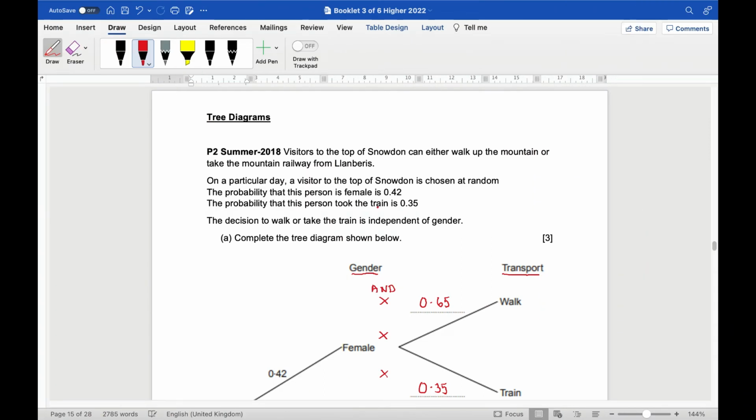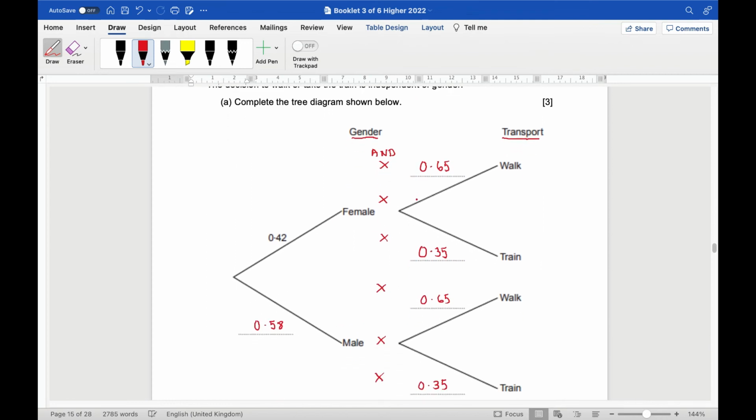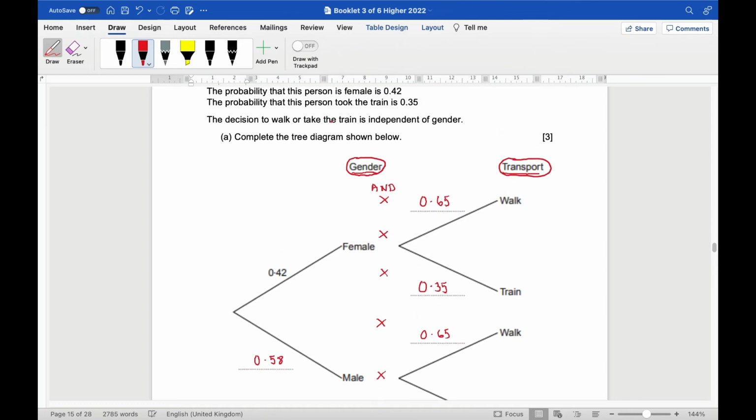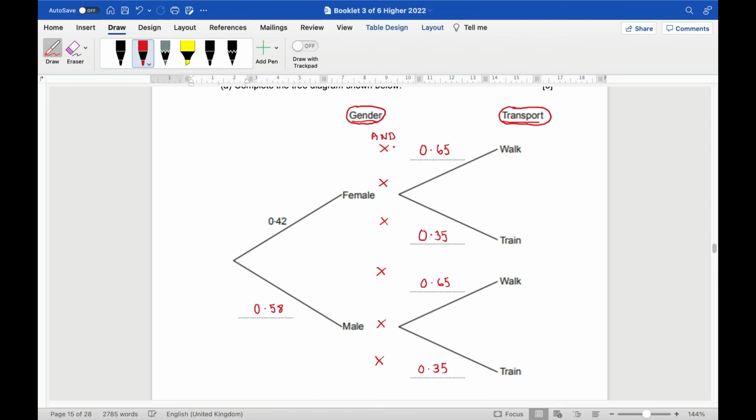On to our next section, tree diagrams. Okay, the big things here, what they look like, take a look just in case you have to draw one. Two events. In this example, the events are the gender of the person and the transport that they use. Okay, they're always going to be what we would call independent in a tree diagram. Okay, in that event 1 doesn't change what happens in event 2. So here, whether you're male or female, the probabilities of walking and train are the same.